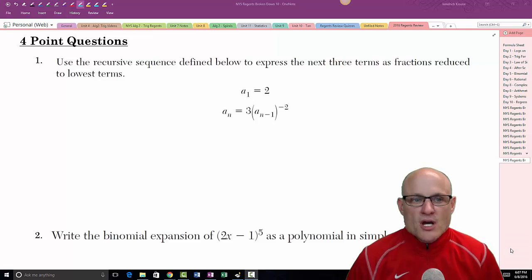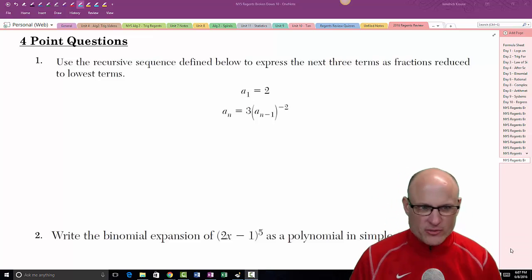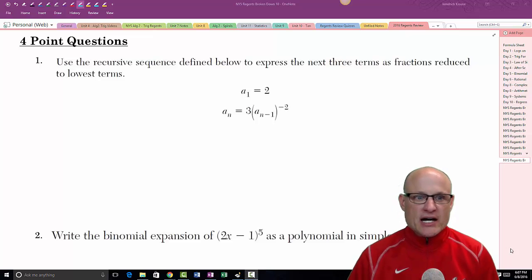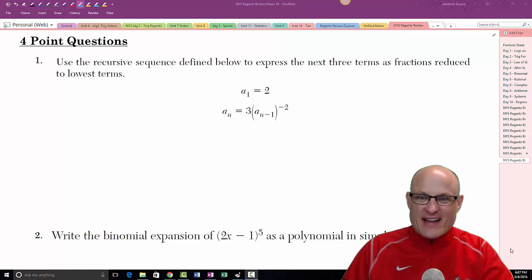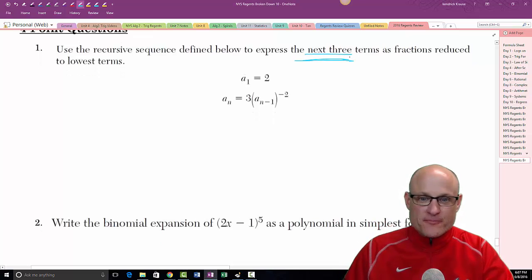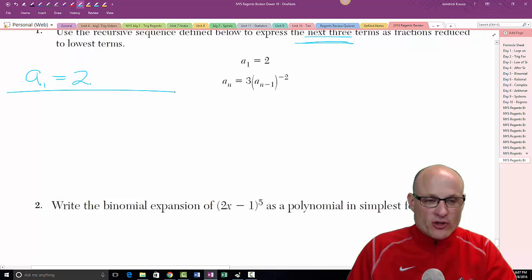Okay. All right, 3 questions. One of which sort of belongs here, sort of doesn't, but this is a 4-point question, so it's going to require a little bit of work. It says use the recursive sequence to find the next 3 terms. Not 3 terms, but the next 3 terms. So we're going to start with a sub 1. A sub 1 is equal to 2. That's our first term. So now we have to find the next 3 terms.